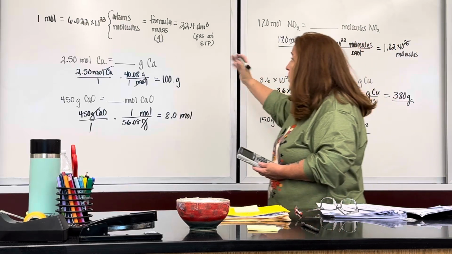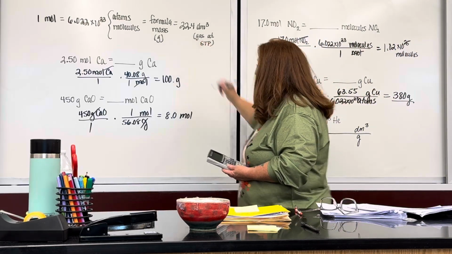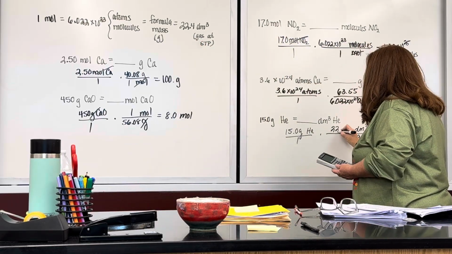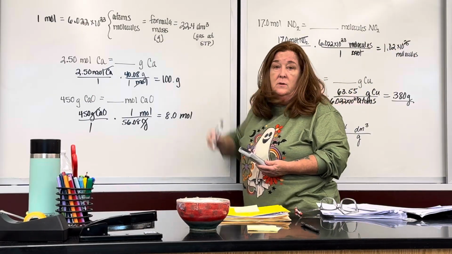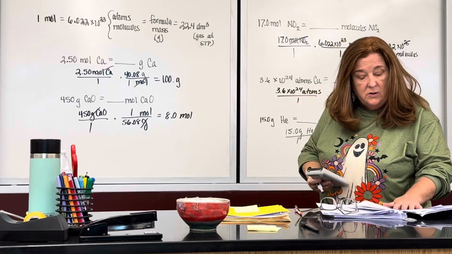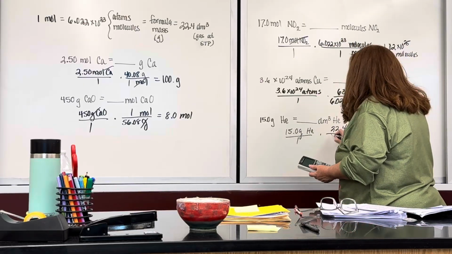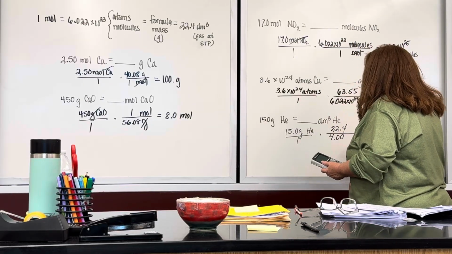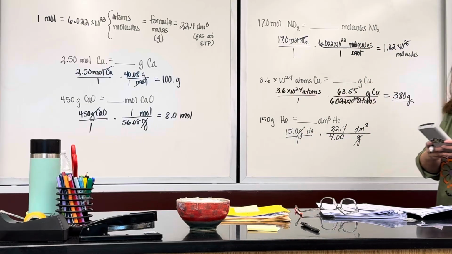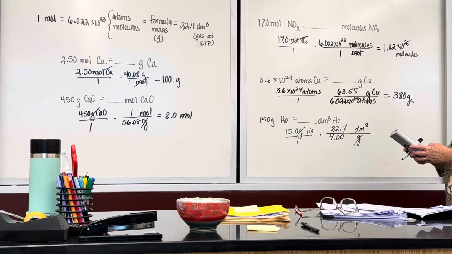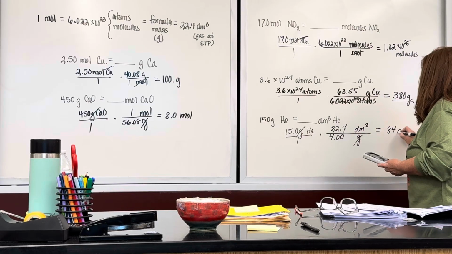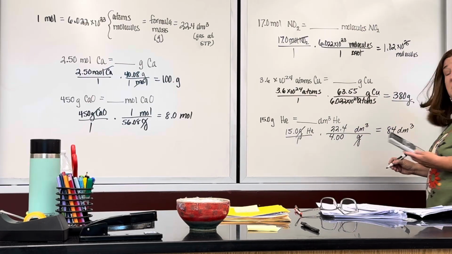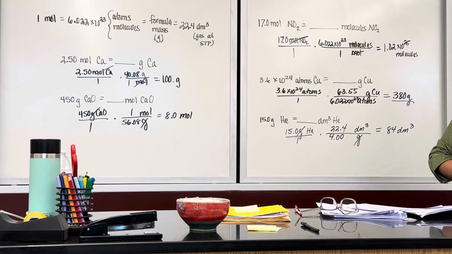Everything goes back to the big equation. In front of decimeters cubed goes 22.4. In front of grams, I've got to get that from the periodic chart. So on my periodic chart, helium says that the mass is 4. The grams will cancel out. I take 15 times 22.4 and divide it by 4, and I get 84 decimeters cubed. And a decimeter cubed is a liter. So 84 liters. That's how much space it would take up.